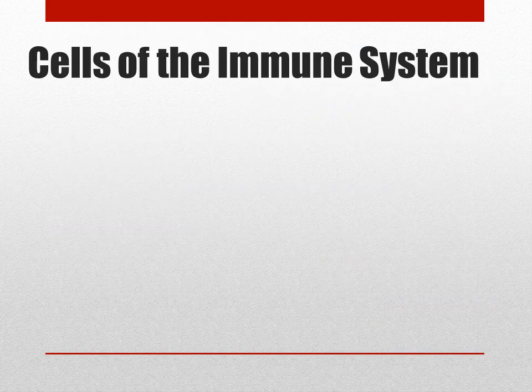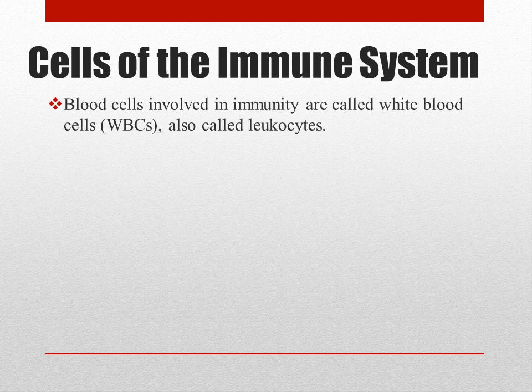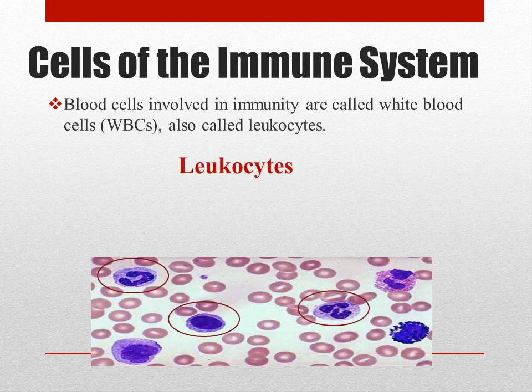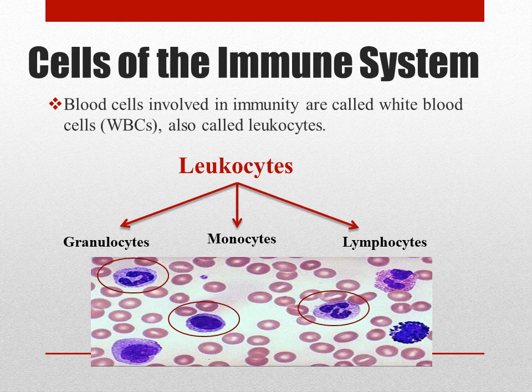In order to study the mechanism of action of the immune system, we must study the characteristics of the cells involved in the immune response. Cells involved in immunity are called white blood cells or WBCs, and have another name, which is leukocytes. Leukocytes are of three types: granulocytes, monocytes, and lymphocytes.